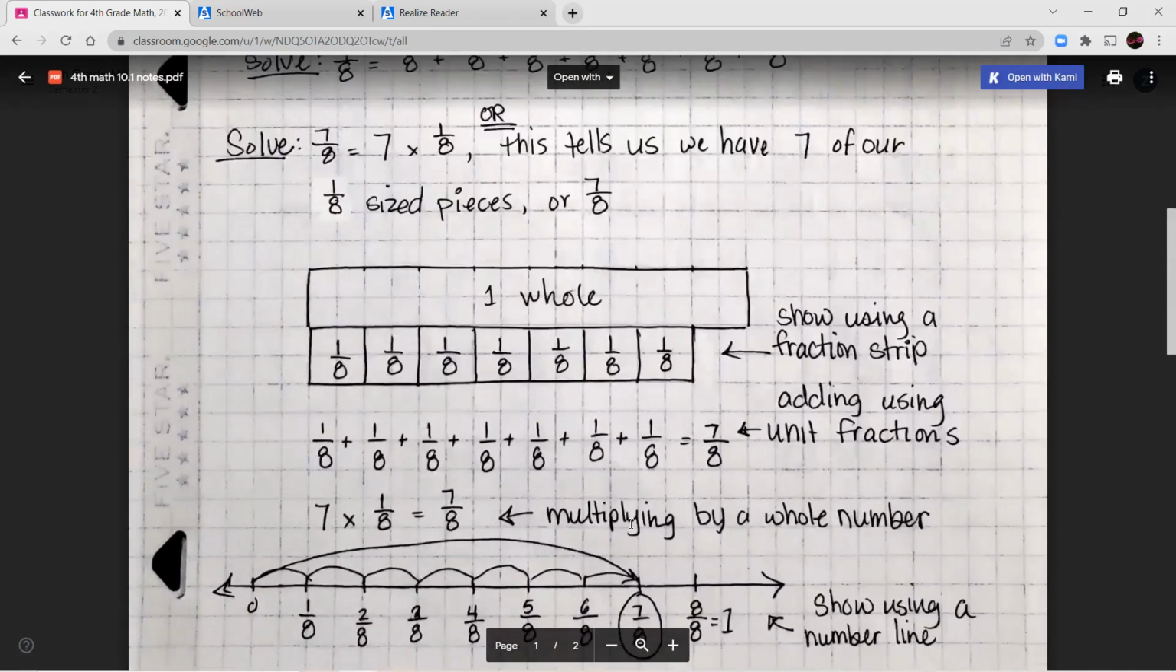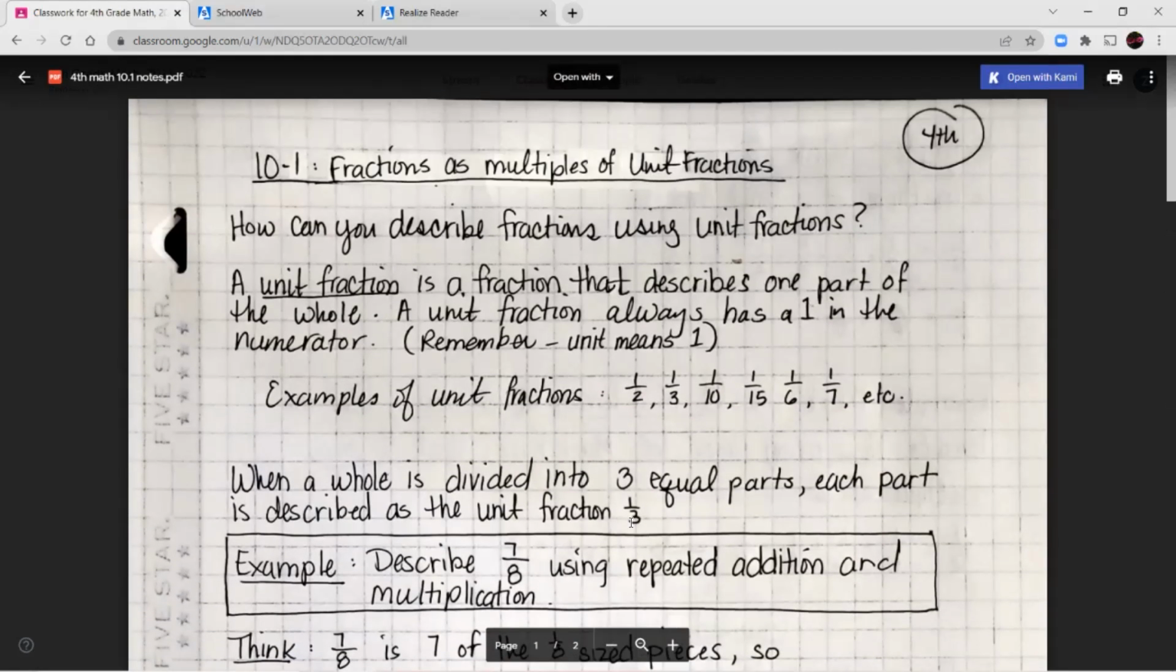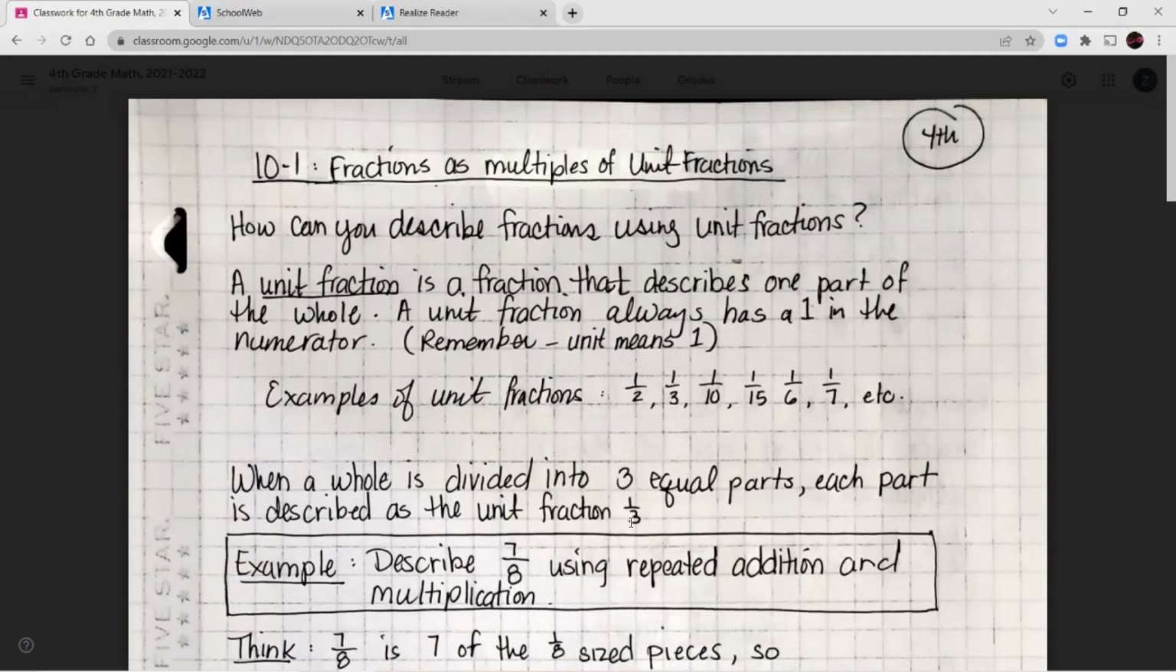All right, remember unit fractions are 1 over whatever it is. Unit fractions always have a 1 in the numerator. And when you're multiplying your whole number times your fraction to get your new fraction, your numerator is the only number that's changing. Your denominator stays exactly the same.